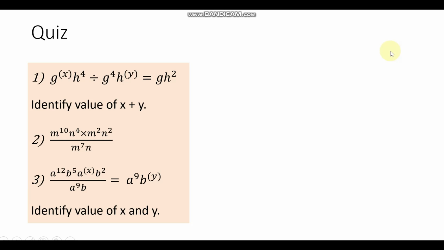For the second question, we have two different bases, which are m and n. So it is just a normal calculation for this chapter. For the third question, we have x and y. I need you guys to find out the value of x and y using this. The answer is already here, so you guys have to find it out.